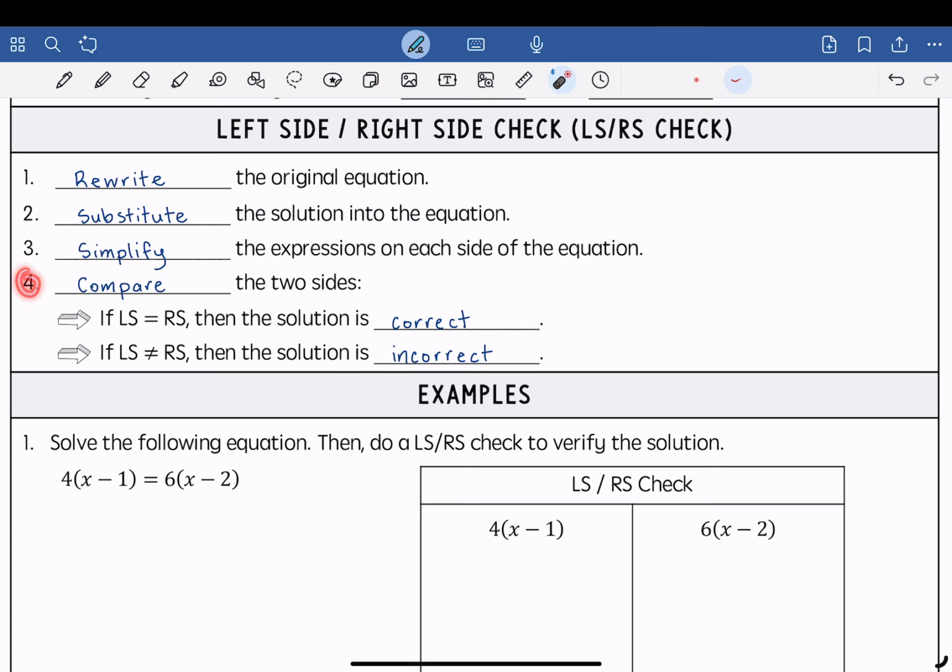Step 4, compare the two sides. If the left side equals the right side, then the solution is correct. If the left side does not equal the right side, then the solution is incorrect, and either your check is incorrect, maybe you miscalculated a step there, or you actually miscalculated a step in solving for the variable in the equation.